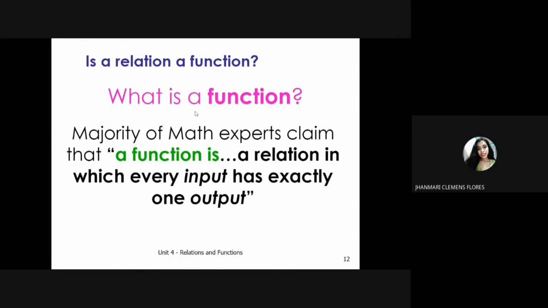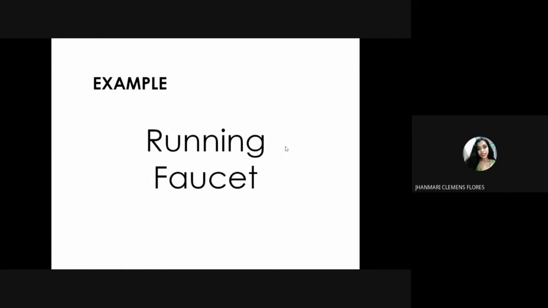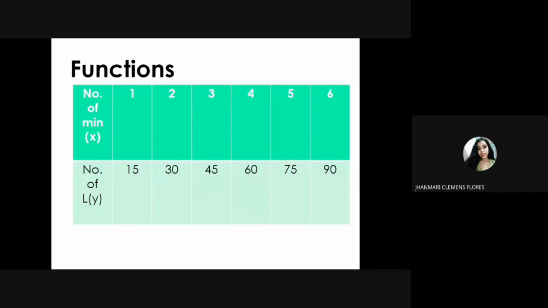Okay, so what is a function? Okay, the majority of math experts claim that a function is a relation in which every input has exactly one output. So here we go. We got the example, which is a running faucet. And here are our values. We got the number of minutes for the running faucet.